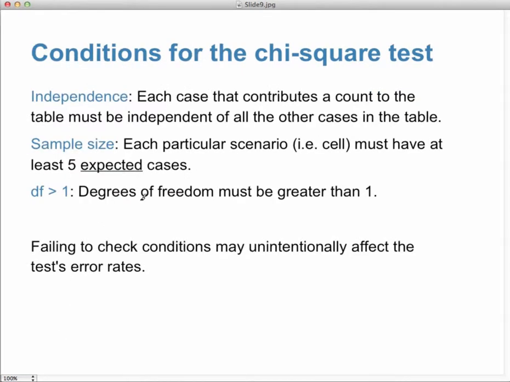All right, so as with all the rest of our tests, there are reasons we can or cannot use a particular test.